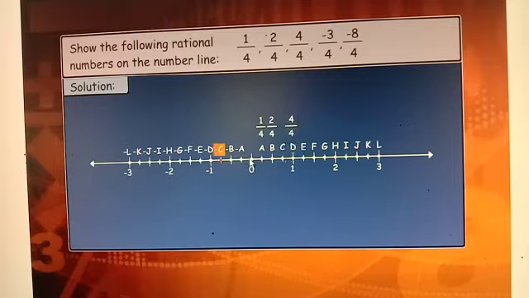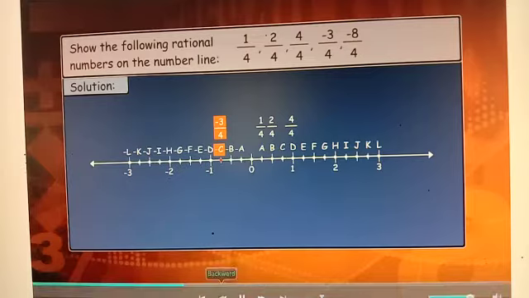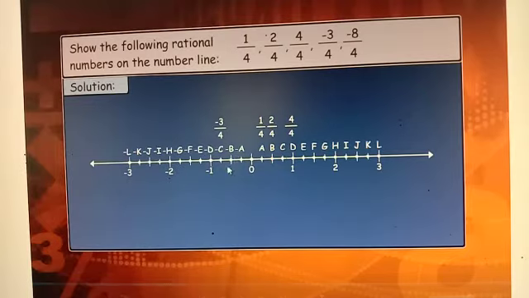It is negative, so it will come on this side. Therefore, minus A will be minus 1 upon 4, minus B will be minus 2 upon 4 and minus C will be minus 3 upon 4. So minus 3 upon 4 is at minus C.